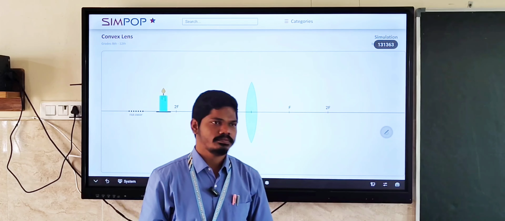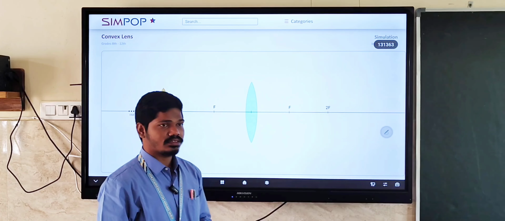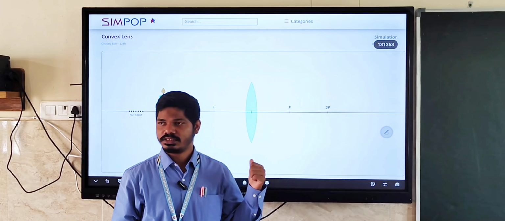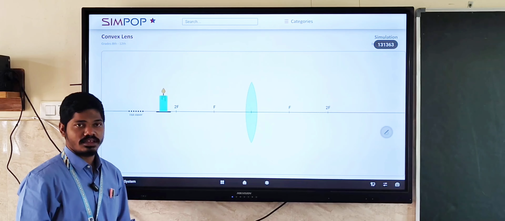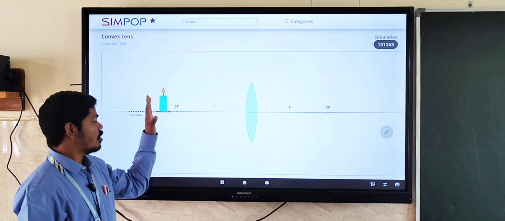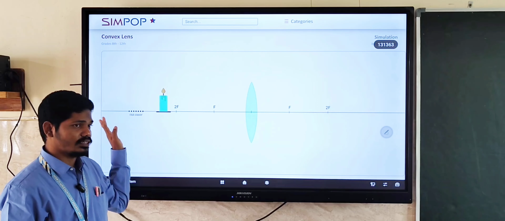Good morning everyone. Today we are going to discuss the 6 cases of the convex lens. Okay, let us see the first case. What is the first case? What happens when the object is placed at infinity?